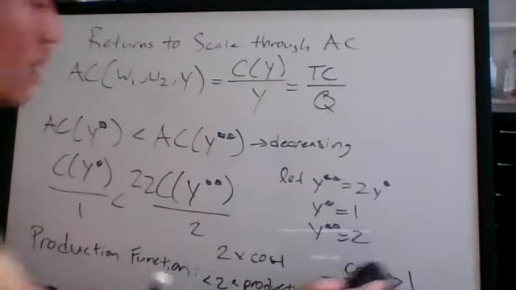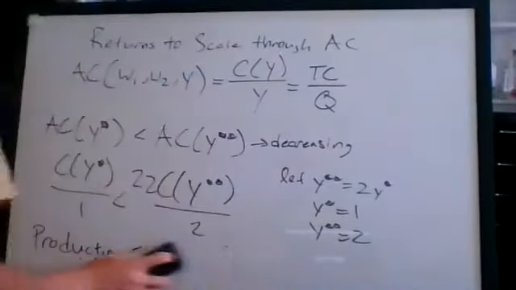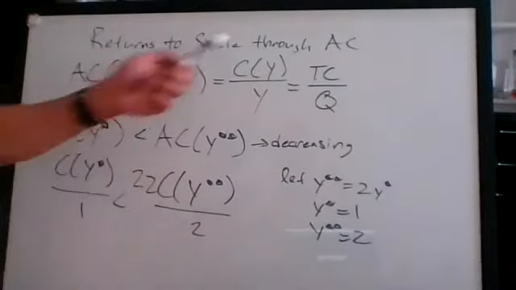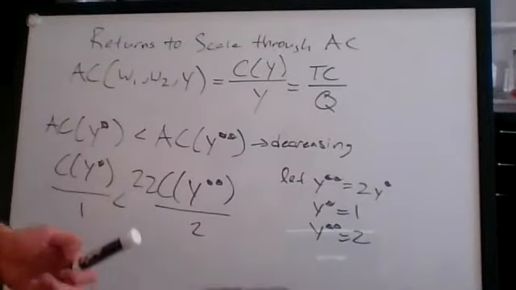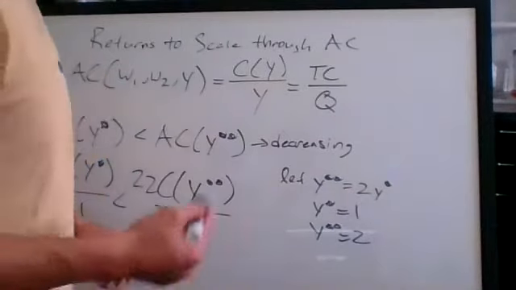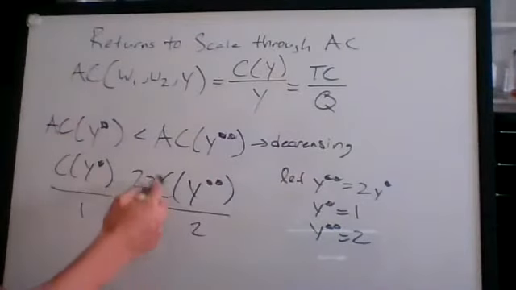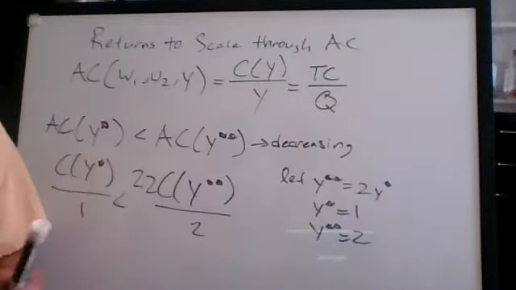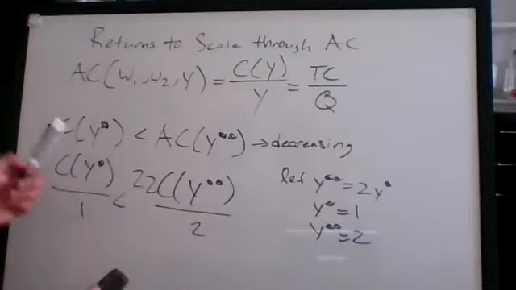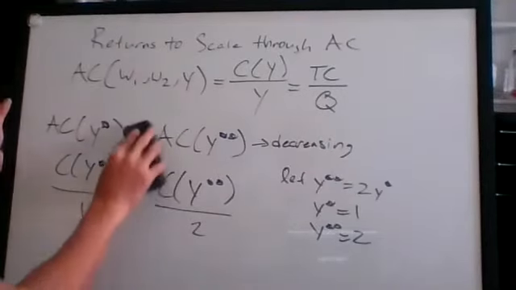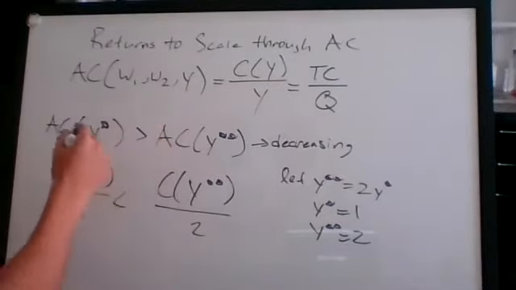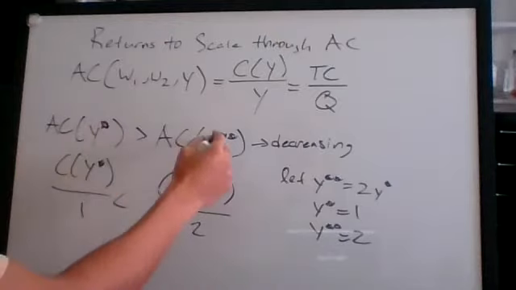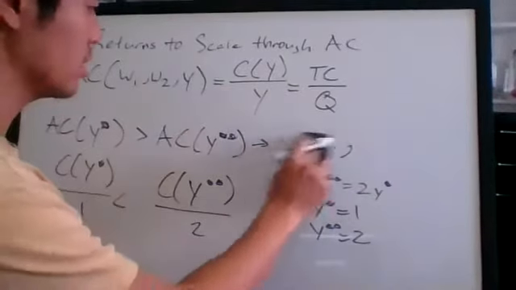So think of that. And hopefully you can see the connection between returns to scale through average cost and returns to scale through the production function. If you don't, I think that that's all right. Just think about what these inequalities mean, and hopefully it'll come to you guys. The last one follows the same exact reasoning. So the last one is saying that if my average cost is higher when I'm producing less units than when I'm producing more units, then I have increasing returns to scale.